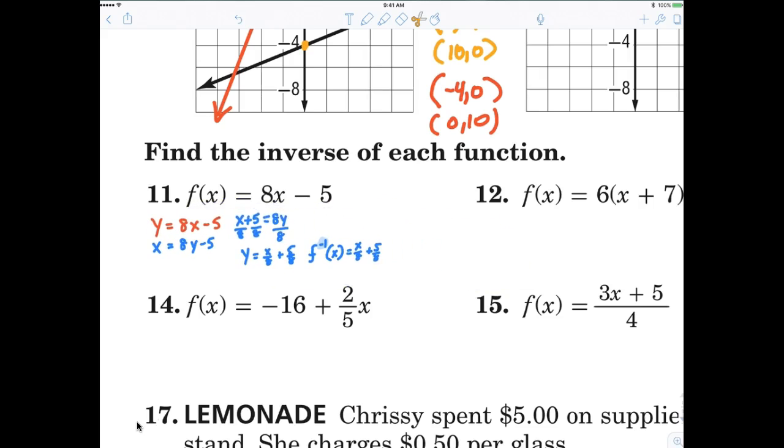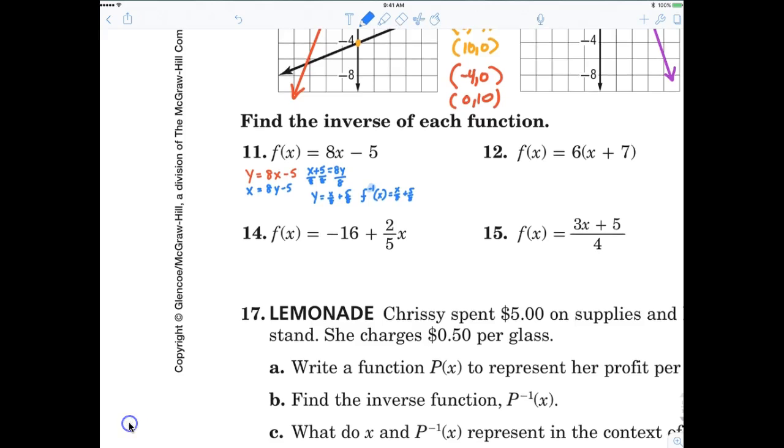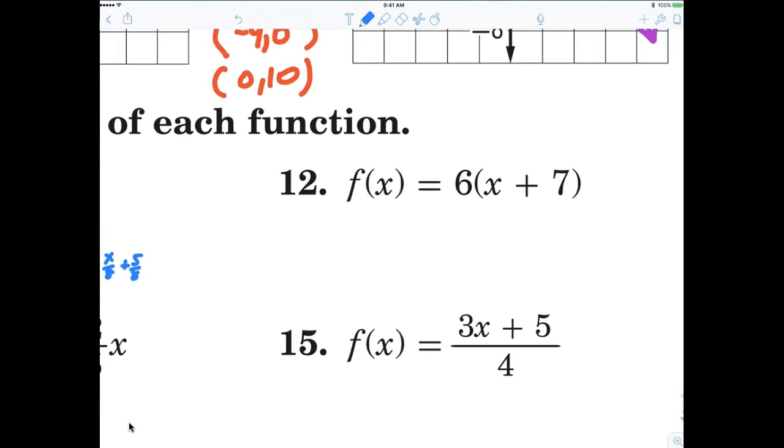Let me shrink that down, and let's try number 12. Okay, so question number 12 again. Get back to business here. So we see that y is equal to 6x plus 42. I just went ahead and distributed. Shouldn't be a big deal.